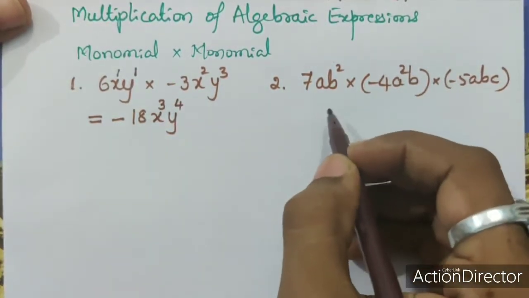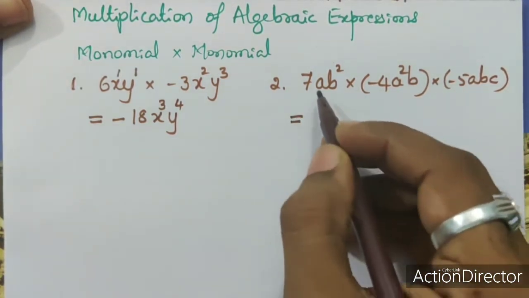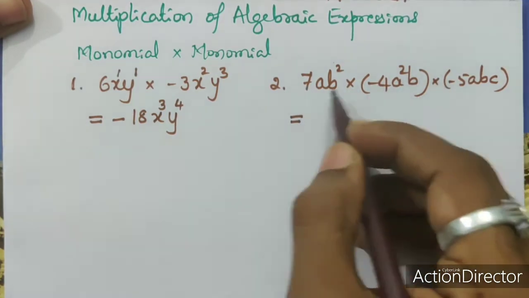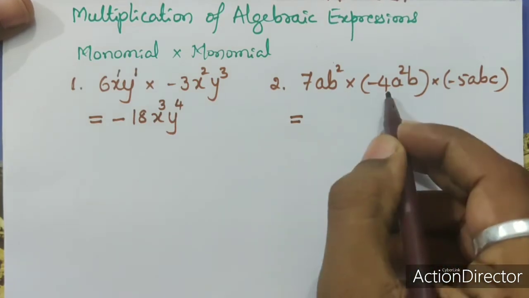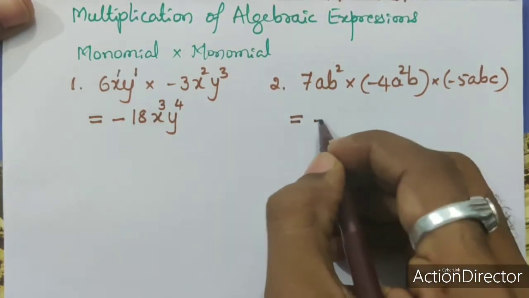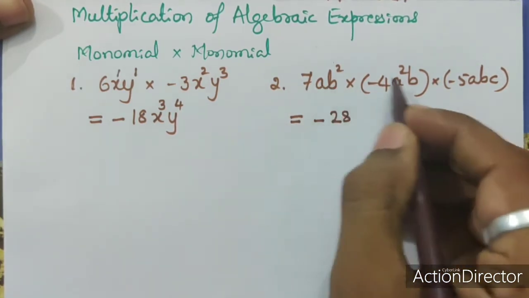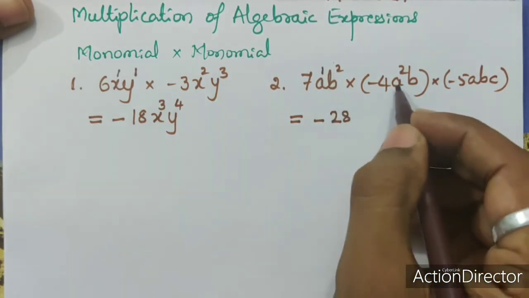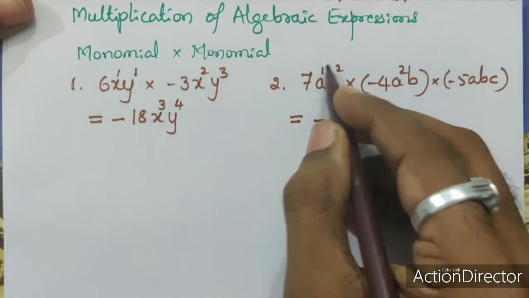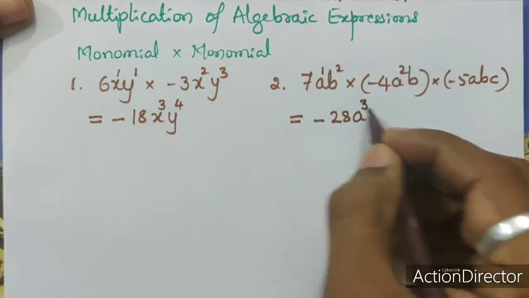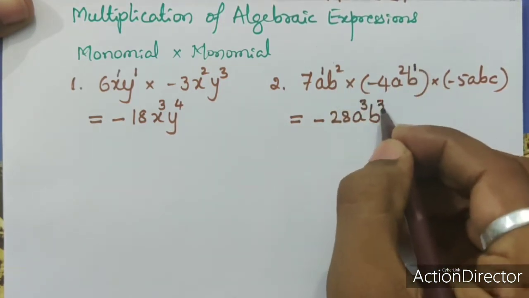In another example, we have three terms, three monomials. The procedure is the same. First we multiply all the three signs, then the numbers, and then the variables. But to make it a little simpler, we will take two terms at a time. First plus into minus, minus. Then 7 into 4, 28. Then a square, so a raised to 1 and a raised to 2. Common base a, and the powers should be added, 1 plus 2, 3. Then here b square and here b raised to 1, which means 2 plus 1, power 3.